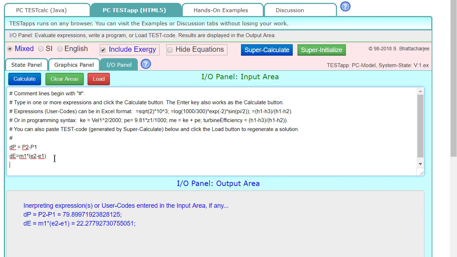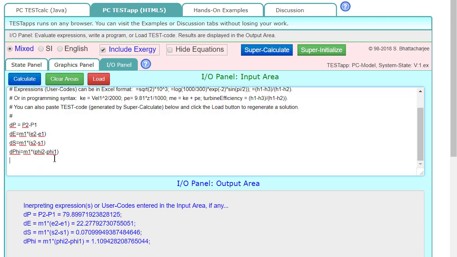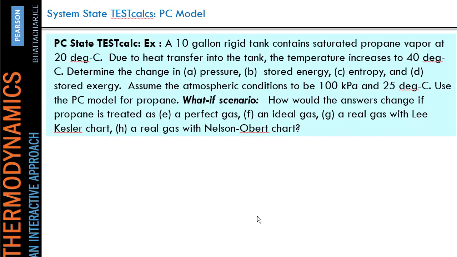And then change in entropy. M1 times S2 minus S1, enter, and then change in stored exergy, which is phi. Right, and so dphi we get 1.11 kilojoules. Now the problem asks to repeat the same problem, but instead treating the propane as a perfect gas, ideal gas, and then a real gas.